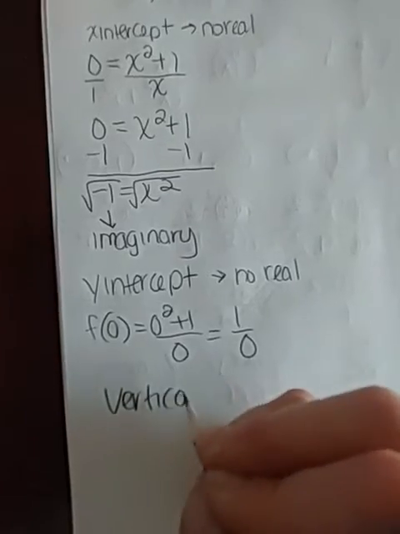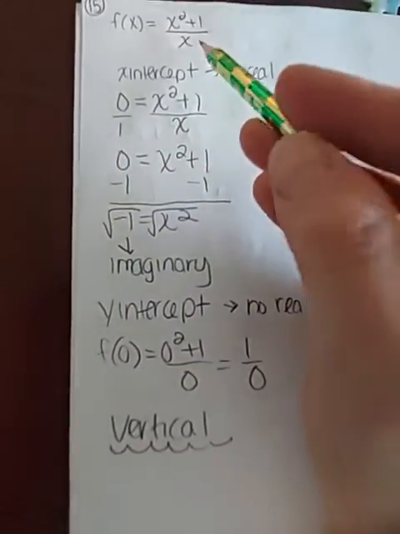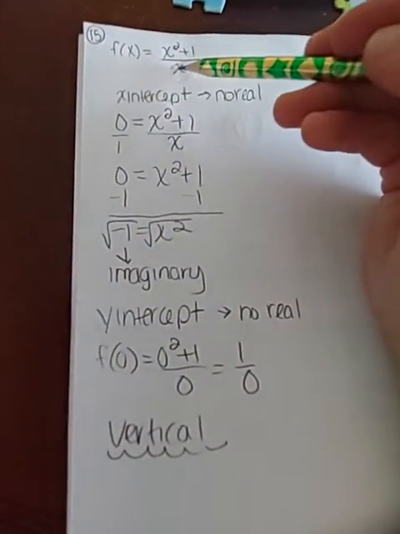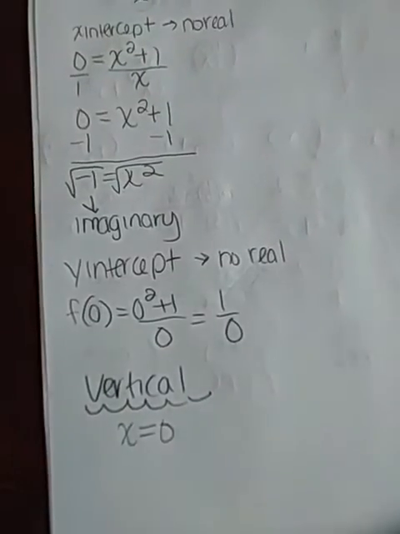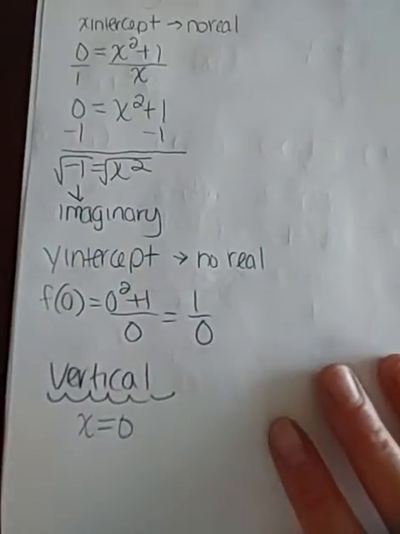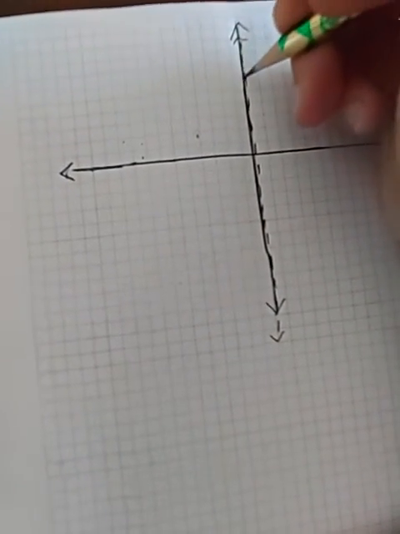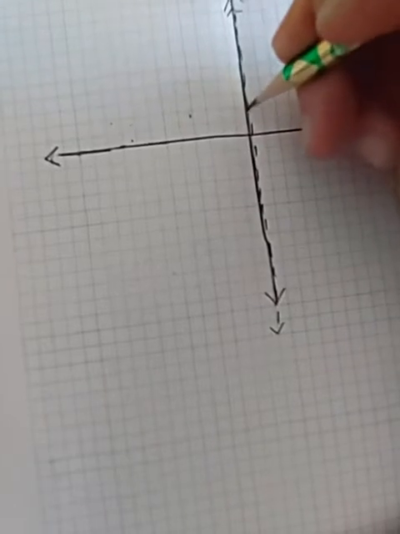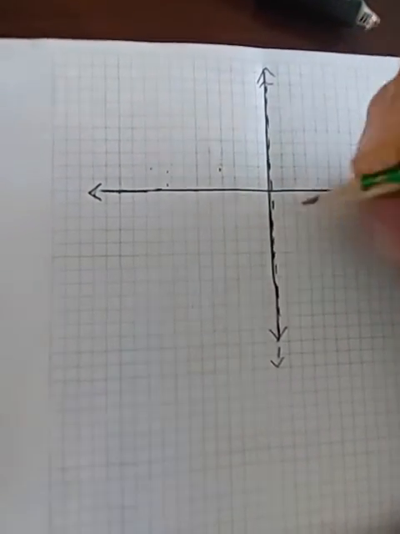Our vertical asymptote is found by setting the denominator equal to 0. So my first thing I have to plot here is my vertical asymptote, which is x equals 0. So that's directly on the y-axis. I'm just darkening it in to show that that is my vertical asymptote.